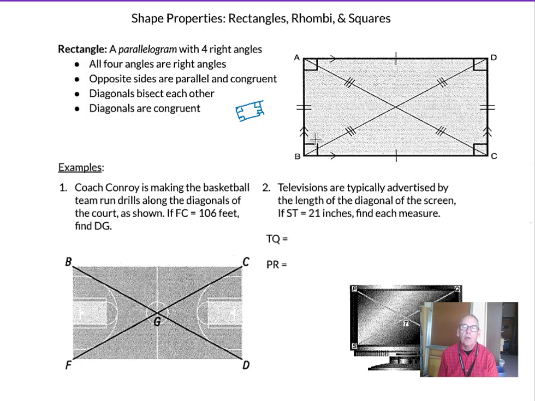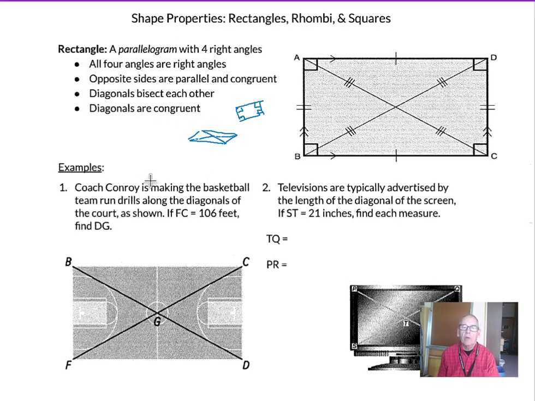Opposite sides are parallel and congruent, just like in a parallelogram. Diagonals bisect each other, just like in a parallelogram, except in a rectangle the diagonals are also congruent to each other. In some parallelograms that might not be the case. Let me make a parallelogram like this. Here we have a shorter diagonal and a longer diagonal in that parallelogram.